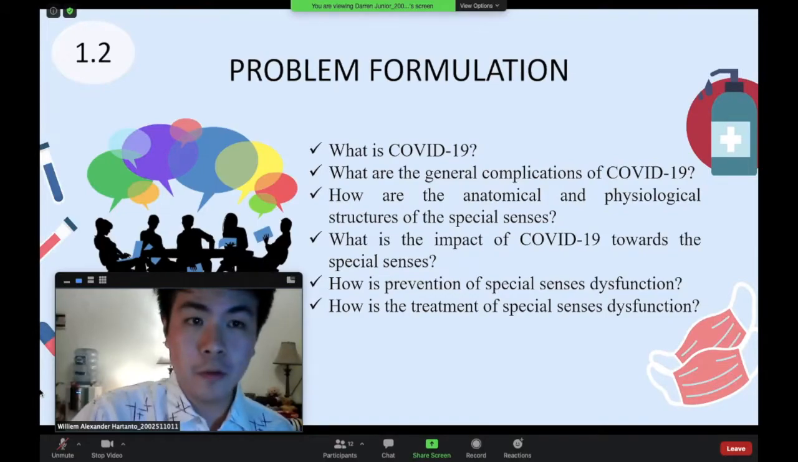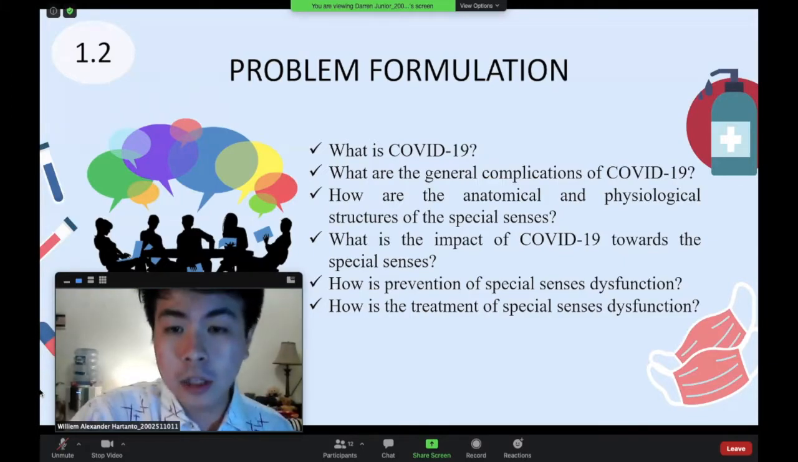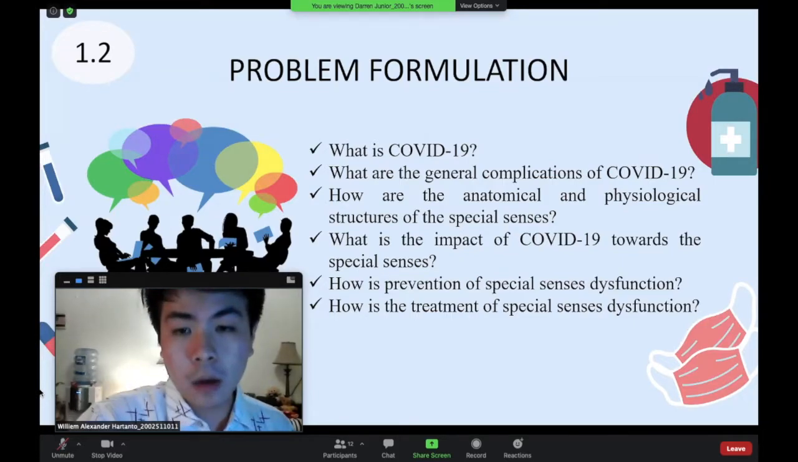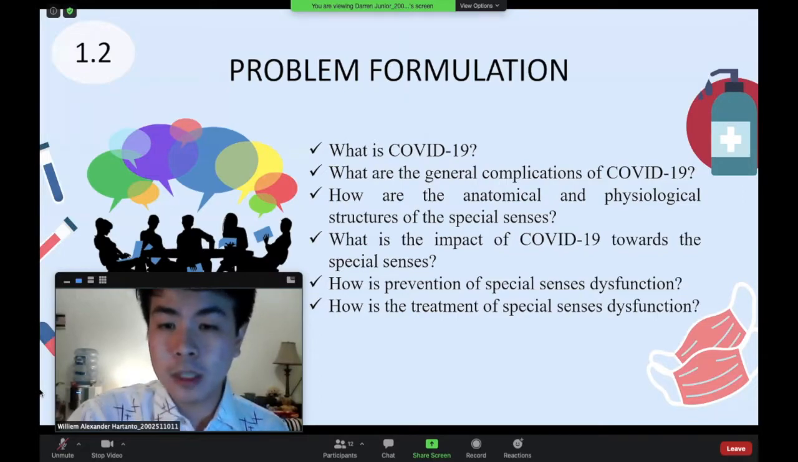Next is problem formulation. The problem formulations are, first, what is COVID-19? Second, what are the general complications of COVID-19? Third, how are the anatomical and physiological structures of the special senses? Fourth, what is the impact of COVID-19 towards special senses? Fifth, how is prevention of special senses dysfunction? And sixth, how is the treatment of special senses dysfunction?